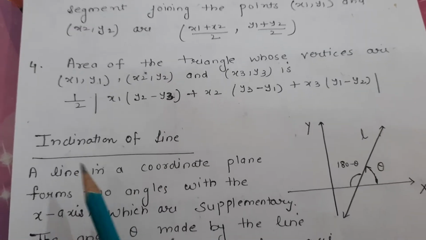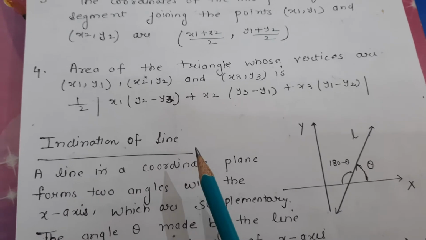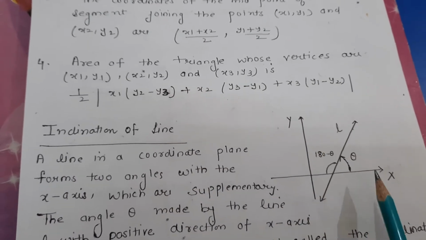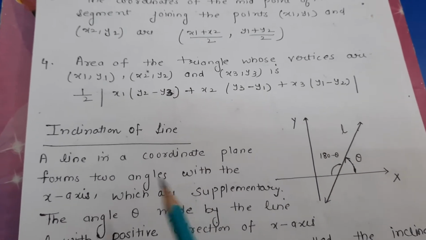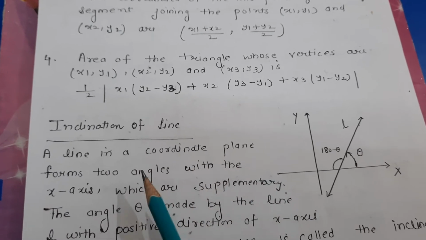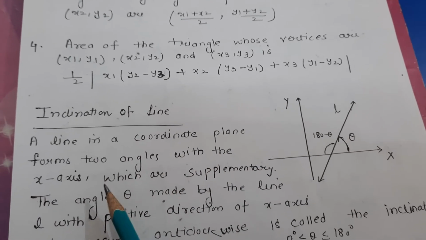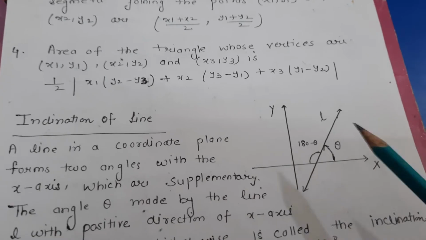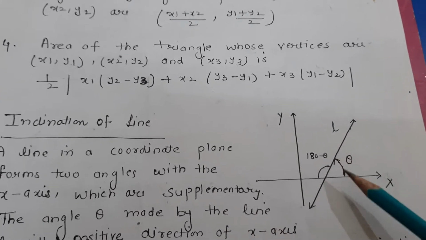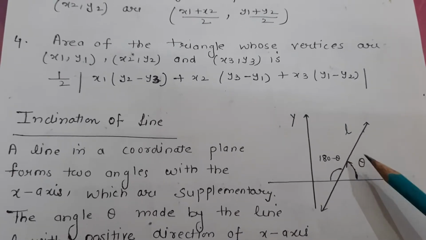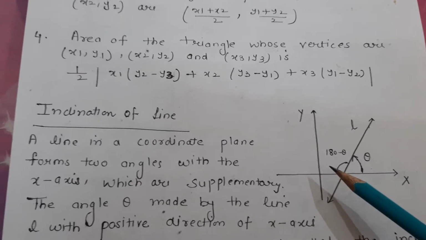Now the new topic in this chapter is the inclination of a line. Just look here. This is your two-dimensional plane. A line in a coordinate plane forms two angles with the x-axis which are supplementary. Clearly this line is making two angles with the x-axis. The one is theta and another is 180 minus theta.